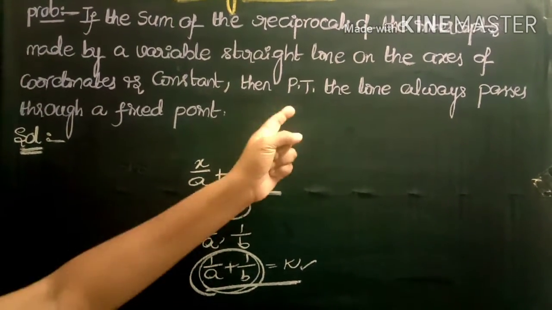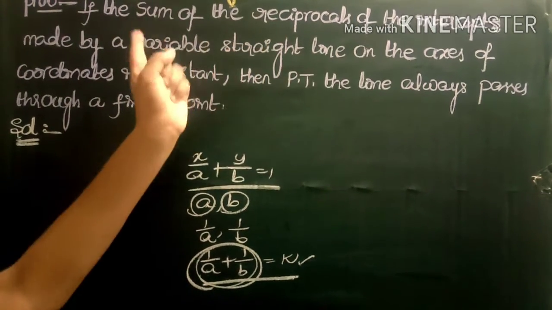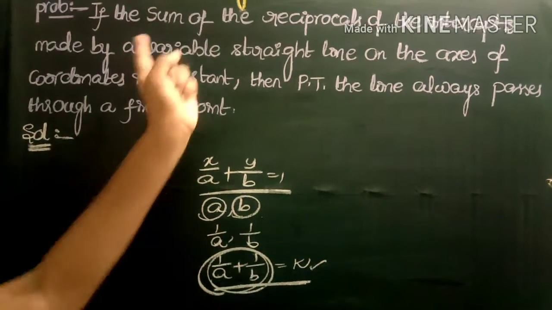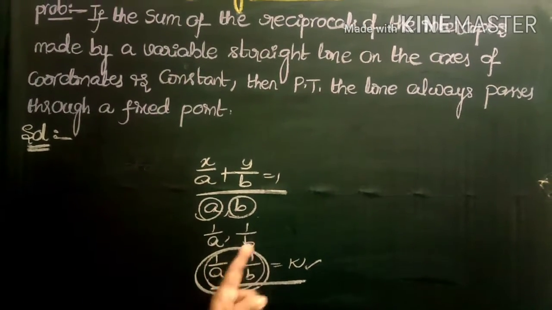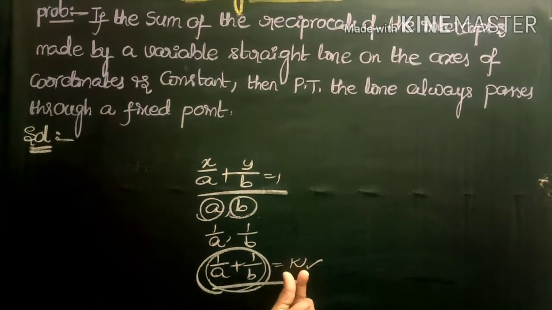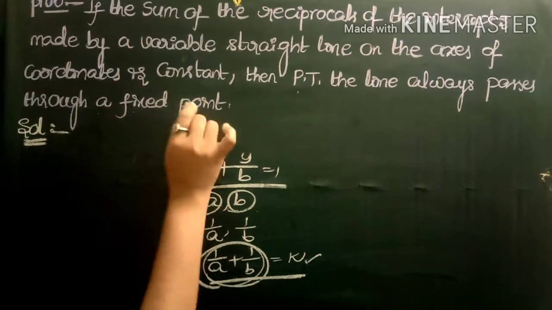Now we want to show that the line passes through a fixed point. The sum of the reciprocals of the intercepts, what are the intercepts? a comma b. Reciprocals mean 1/a, 1/b. The sum of the reciprocals means 1/a + 1/b is constant on the coordinate axes. Let that constant be k. Now prove that the line always passes through a fixed point.